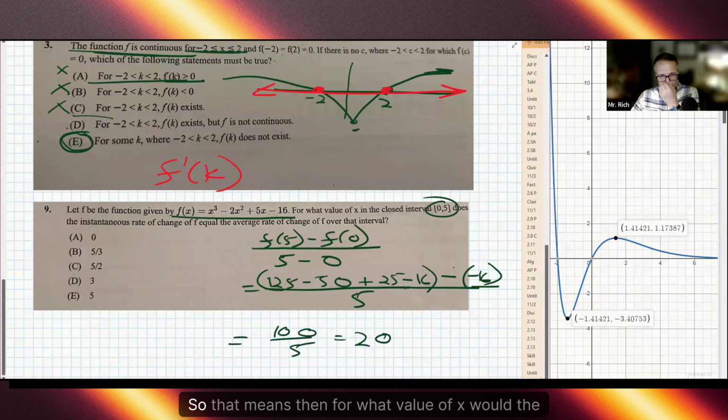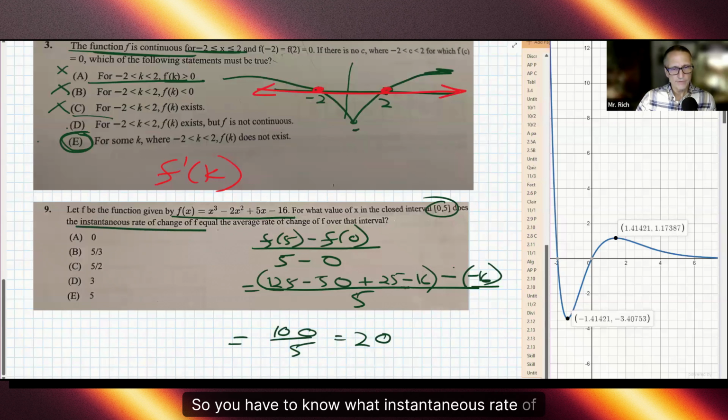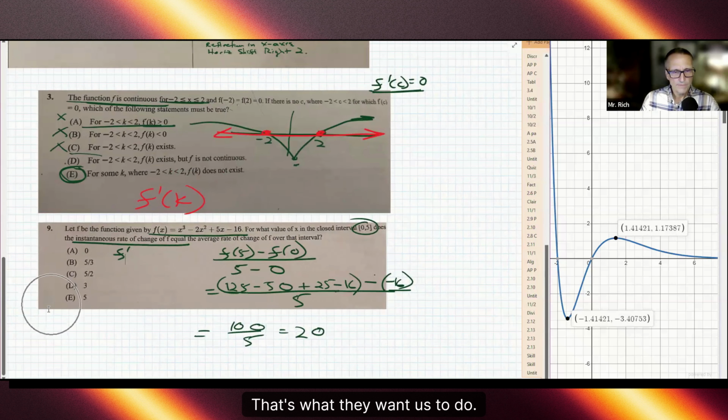20. So that means for what value of x would the instantaneous rate of change be that? You have to know what the instantaneous rate of change is, right? That's your f prime. So I'm going to take the first derivative and set it equal to 20 and then solve for x. That's what they want us to do.